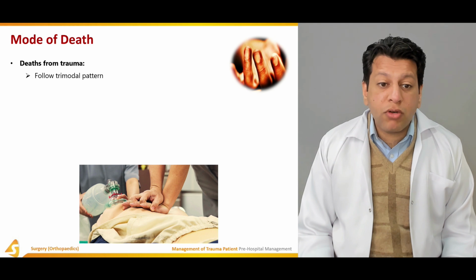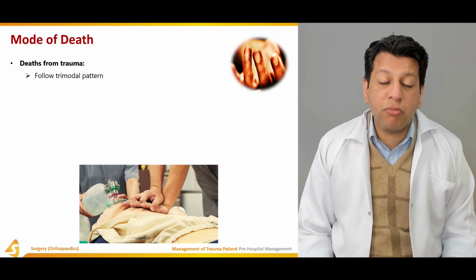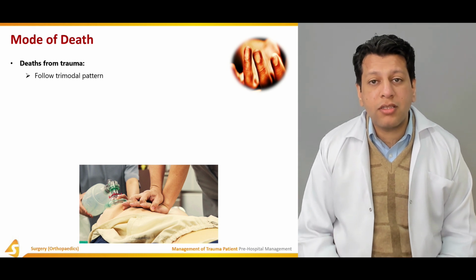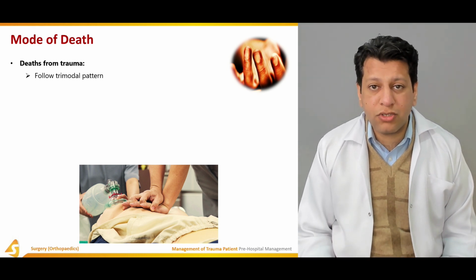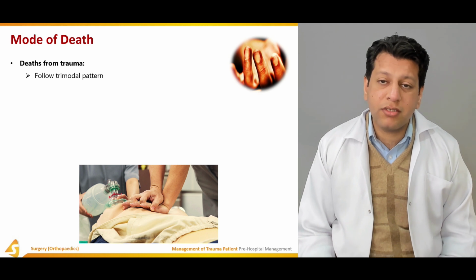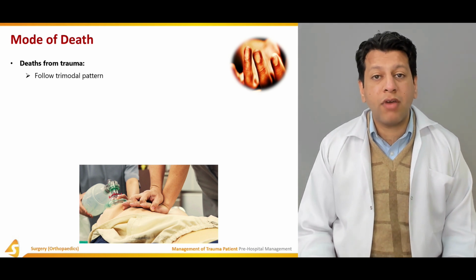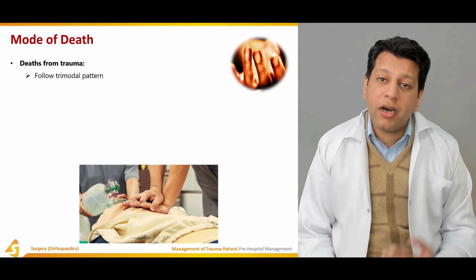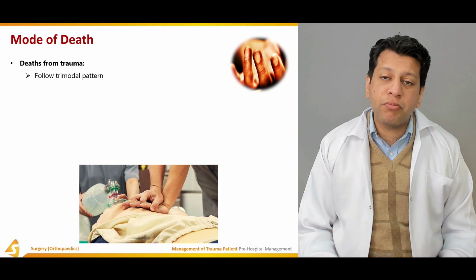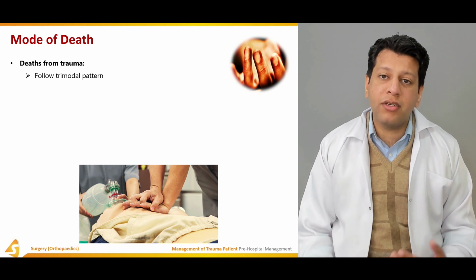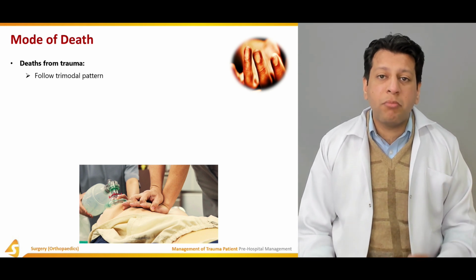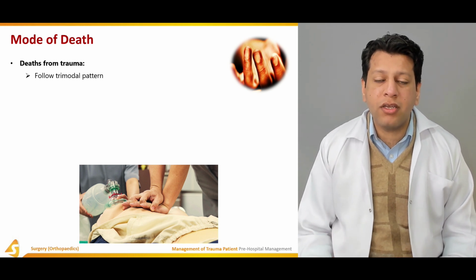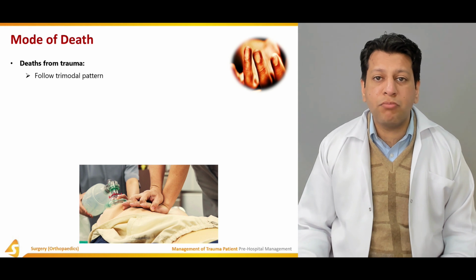Deaths from trauma usually follow a trimodal pattern. Trimodal pattern means that initially there is sudden death, that is, death on the spot. This could be due to many reasons. Then the patients may survive and eventually reach hospital, but they die within the first few hours. The third mode is that the patient survives the initial few hours as well, but later on dies due to sepsis and multiple other causes and multi-organ failure, over weeks to months.